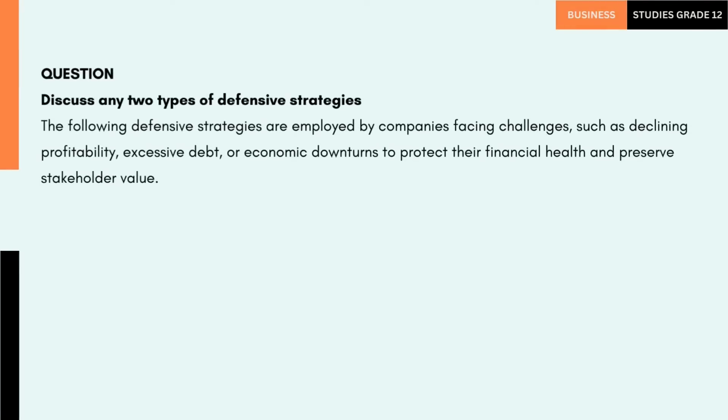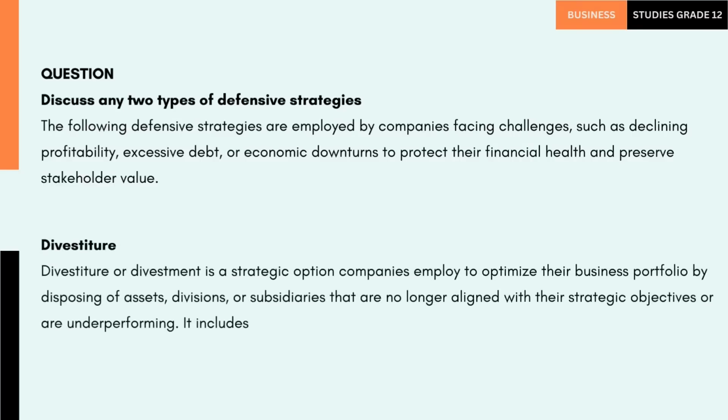Questions. Discuss any two types of defensive strategies. The following defensive strategies are employed by companies facing challenges, such as declining profitability, excessive debt, or economic downturns to protect their financial health and preserve stakeholder value. 1. Divestiture. Divestiture, or divestment, is a strategic option companies employ to optimize their business portfolio by disposing of assets, divisions, or subsidiaries that are no longer aligned with their strategic objectives or are underperforming.